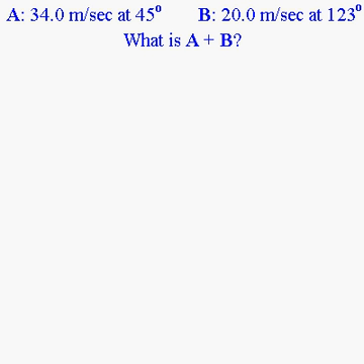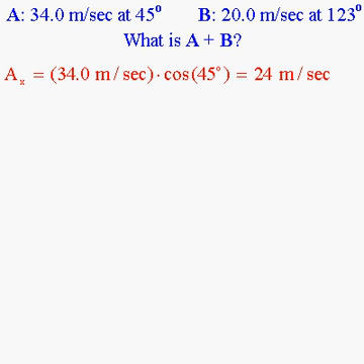We'll start with vector A. The x component of vector A is calculated by taking the magnitude, 34.0 meters per second, and multiplying by the cosine of the angle, 45 degrees. When I do that, I get 24 meters per second. I'm limited to two significant figures because 45 has only two significant figures.